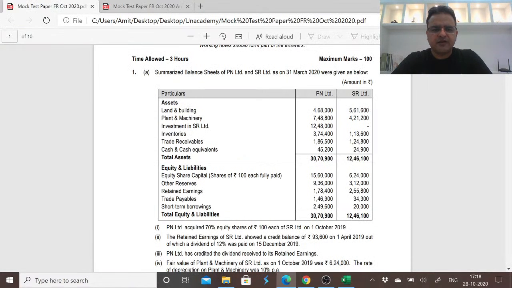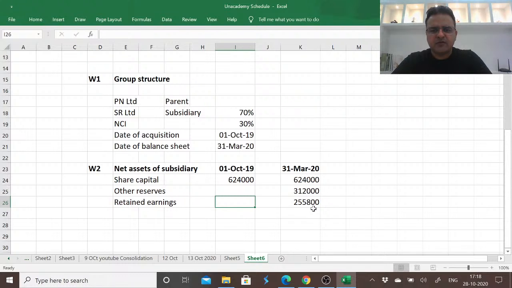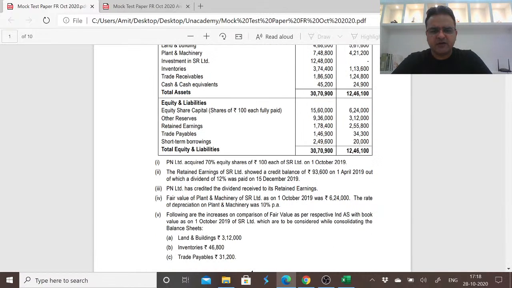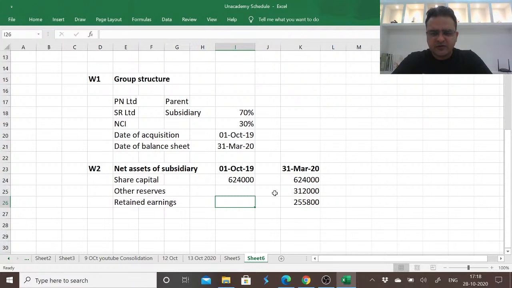Then there are trade payables and short-term borrowings that are part of the liabilities. So this is the net assets position: 624, 312, 255,800. For date of acquisition, retained earnings, other reserves, we'll have a look. The retained earnings of SR Limited showed a credit balance of 93,600 on 1st April 2019, out of which there is a dividend paid of 12% on 15th December 2019. So this will come back. We need to calculate it.